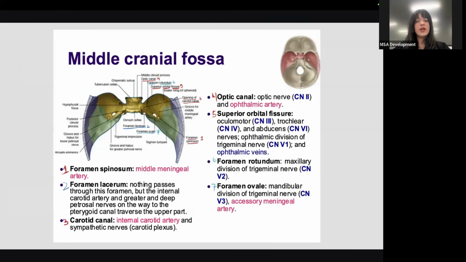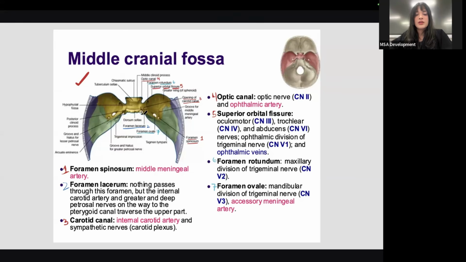Okay. Then we move on to the middle cranial fossa. This is so complicated because it's a sphenoid bone. Sphenoid bone is always complicated. Okay, so let's start off with the foramen spinosum. So this is number one over here at the very edge. It transmits the middle meningeal artery. Very important.